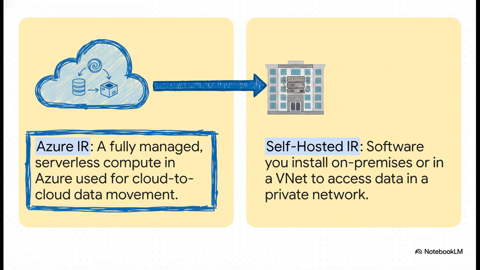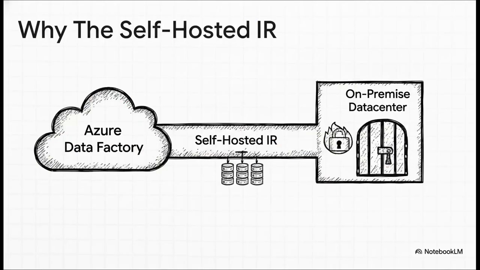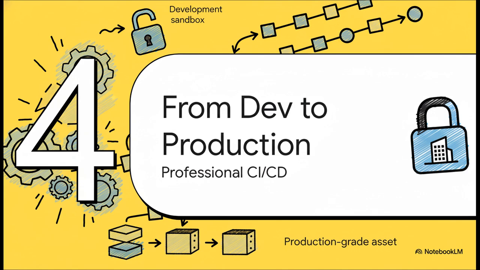But for those hybrid scenarios, like our gaming company, you'll need what's called a self-hosted IR, which is software you actually install inside your private network. And this is why that self-hosted IR is so incredibly critical for big companies. It basically acts as your secure gateway. It allows Data Factory in the cloud to reach into your private data center and do its job, all without ever exposing that environment to the public internet. It's a huge deal.